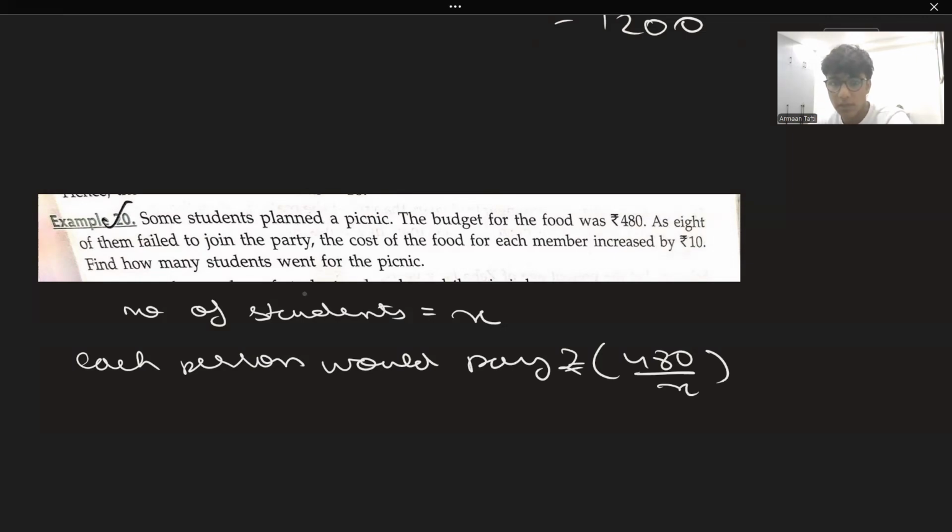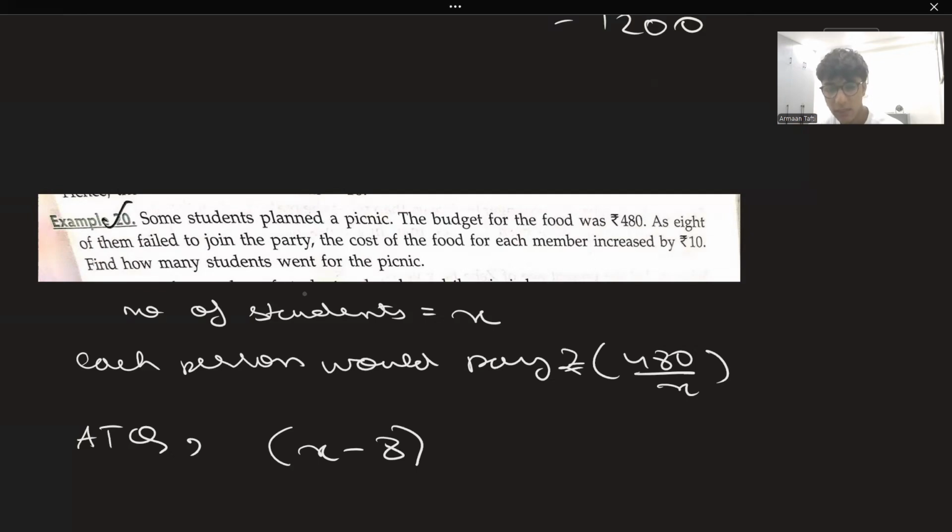Now they've told us 8 people. So according to the question, see, it's always if then. If first they told us it's this, if 8 people fail to join the party, then the cost of food for each member increased by 10. So it's on the if and then basis that you have to form the quadratic. So 8 of them failed to join the party, the number of people is X minus 8, right? And the cost of the food for each member increased by 10.